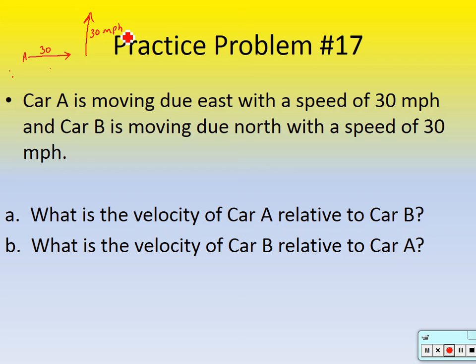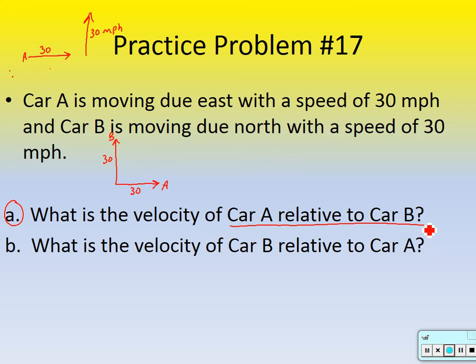Okay, let's answer the questions. A little bit different this time. It says, what is the velocity of car A relative to car B? Let's say that they started at the same spot. Okay, so we've got this sort of situation going on. A is going 30 this way, and B started at the same spot and is going north. So they're both going 30.